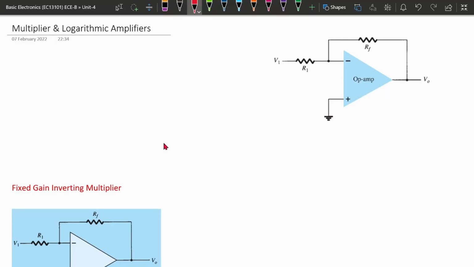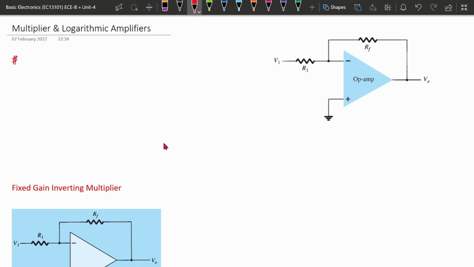In today's class, we will go through different applications of operational amplifiers. In this series we will look at a multiplier amplifier, how we can implement a multiplier circuit using operational amplifiers, and also the logarithmic amplifier, where the output will be the log of the input. These applications we will see in this class. We will start with the multiplier circuit.